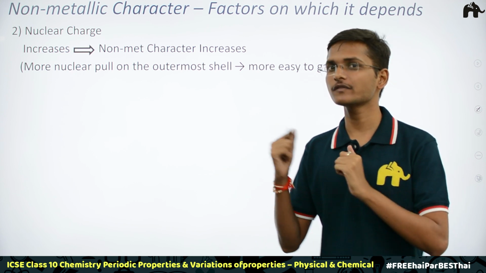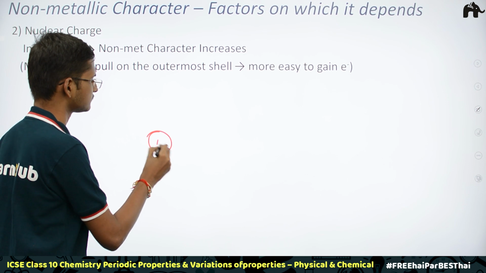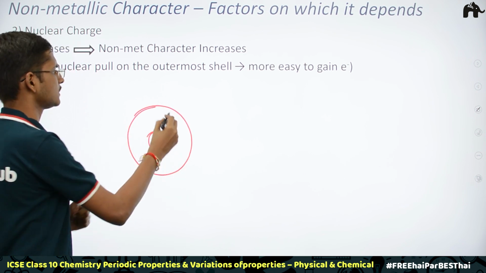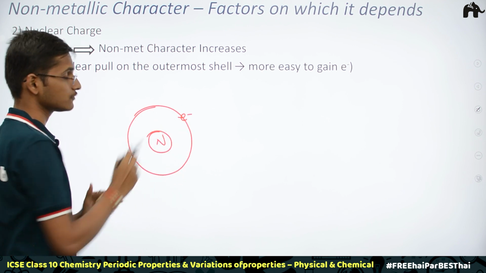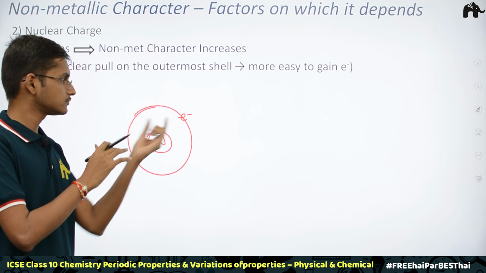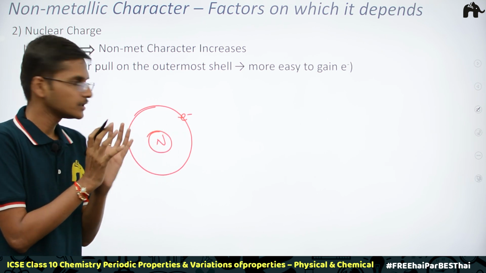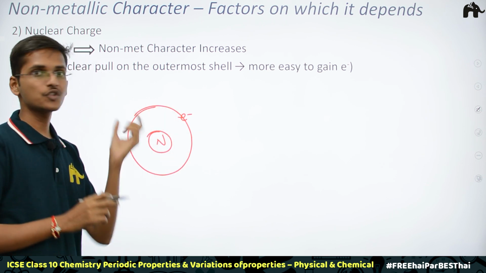Now let's see what happens when the nuclear charge increases, and what happens to whom? To the non-metallic character of the element. So let's take again a lovely atom whose nucleus is this much lovely. Now this is the outermost shell, outermost electron, but as I told you, we are not going to see the nuclear attraction to the outermost electron. We are just going to see the nuclear attraction or nuclear influence on the outermost shell itself.